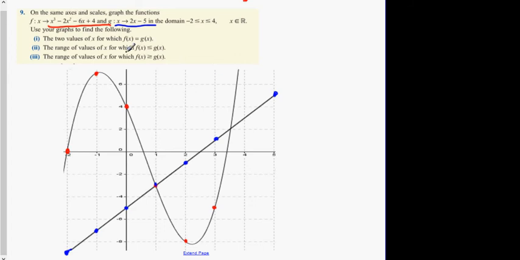Now, find two values for which f of x equals g of x. What does that mean? Two values of x. Where does the curve equal the line? So when does that happen? 1 and this one here. Okay, so yes, Dennis. Is that just when f and g hit each other? Yes, exactly.